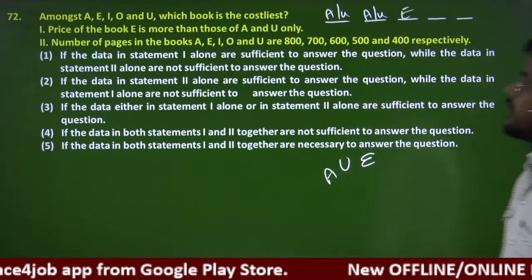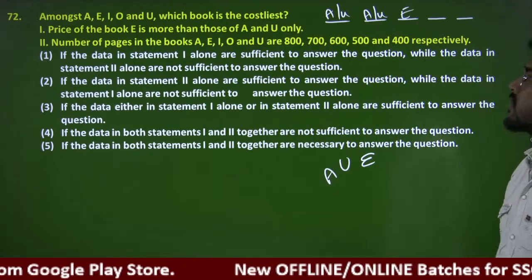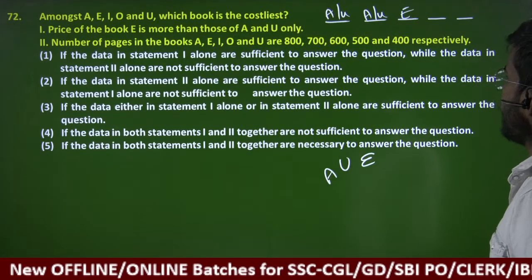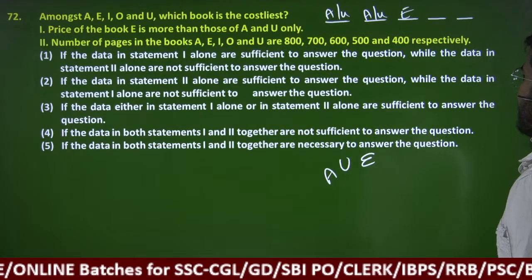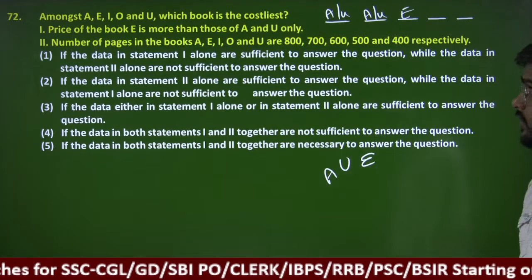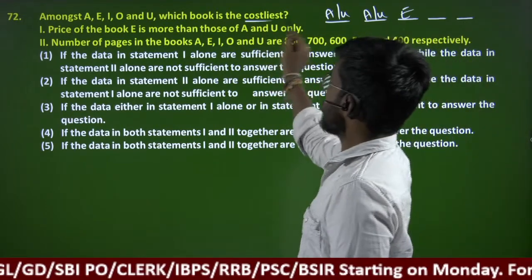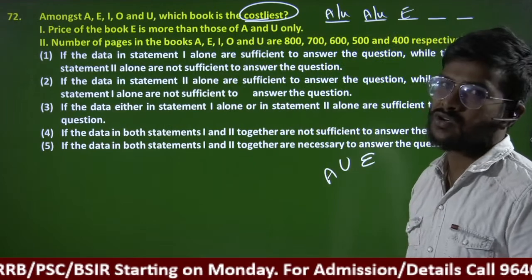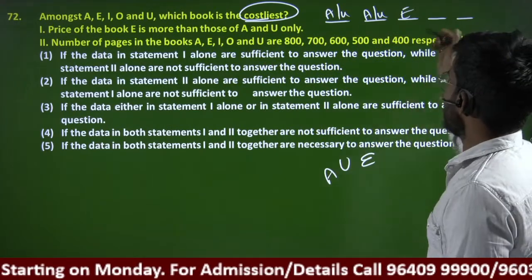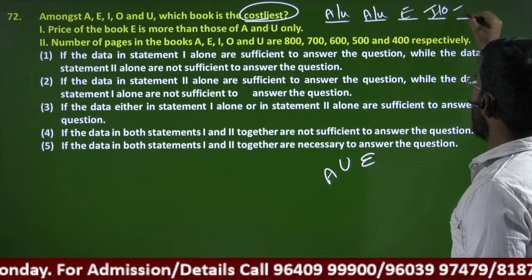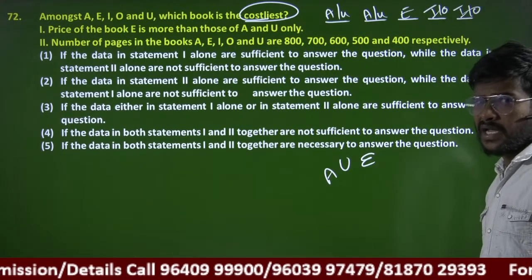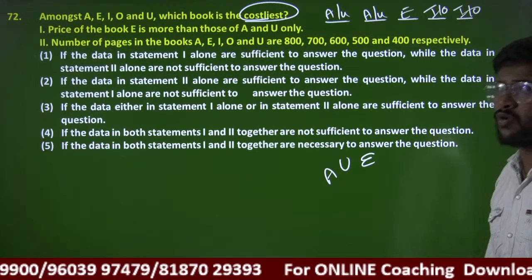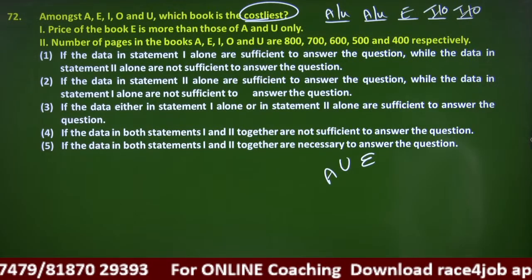Number of pages of books A, E, I, O, U are 800, 700, 500 and 400 respectively. But they are asking about the costliest book. According to statement 1, they have given only 3 books' information. We can't say, and for the remaining it may be I or it may be O. There is a 50-50 chance between I and O. So we can't say exactly which one.